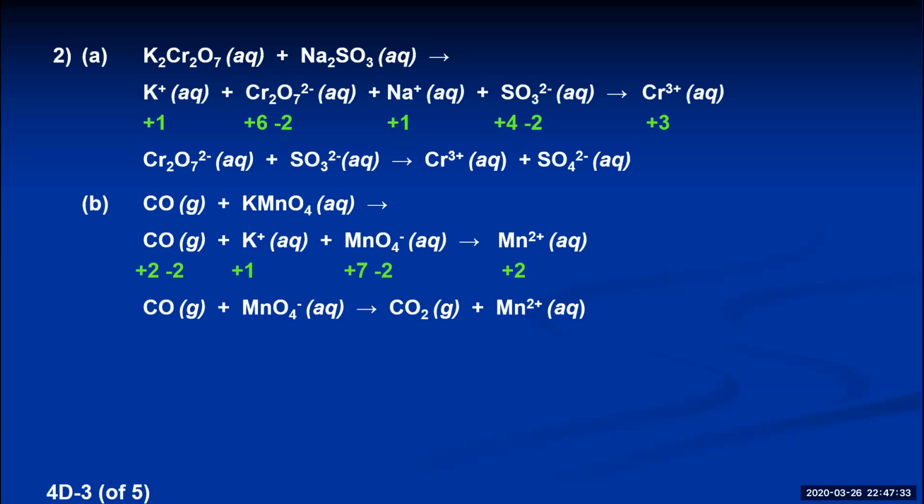C, a basic solution of potassium permanganate is mixed with a solution of tin 2 nitrate. Two compounds reacting. For the obvious type of reaction, you would switch the partners, but when we switch the partners, we don't get a precipitate, we don't get water, so that didn't work. It must be a non-obvious reaction.